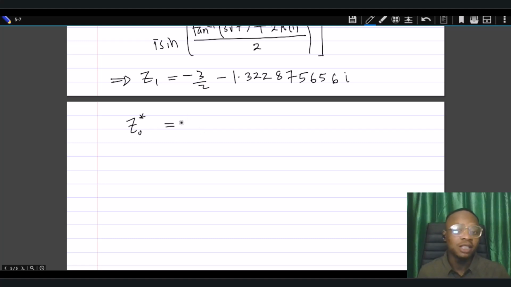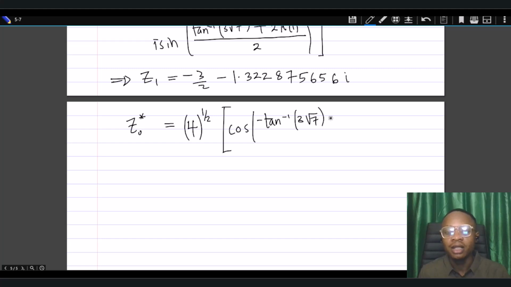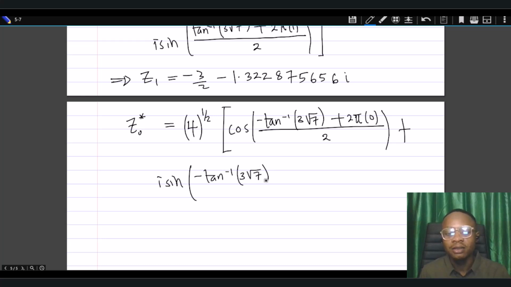And we know by the time we have obtained all of the results, we put them all together. So this time around, we're going to have r, which is still 4 to the power of 1 over 2, into the cosine of theta. So our theta in this case is minus the tan inverse of 3 root 7 then plus 2 pi into 0, then divided by 2 because we're taking the square root of that as well, plus the next part is i sine, then we have again minus the tan inverse of 3 root 7, then this is plus 2 pi into 0, and then we have this all divided by 2.